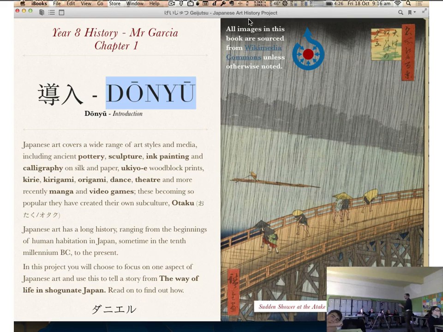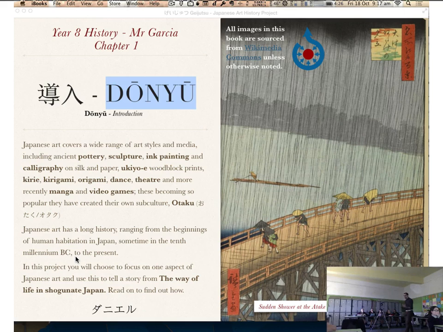So, Japanese art comes with a wide range of art styles and media, including pottery, sculpture, ink painting, calligraphy, and we've got woodblock prints as well, which we call ukiyo-e, and we've got kirigami, origami, dance, theatre, we talked about manga, video games, so their art covers a wide range of different styles, okay?